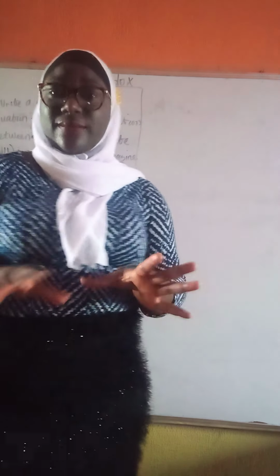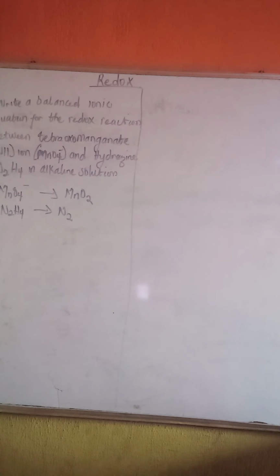Let's continue our topic on redox reactions. We'll be balancing more equations today. Now let's look at this: write a balanced ionic equation for the redox reaction between tetraoxomanganate(VII) ion and hydrazine, N2H4, in an alkaline solution.